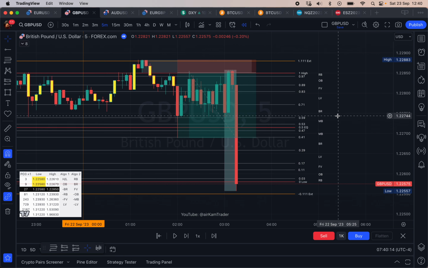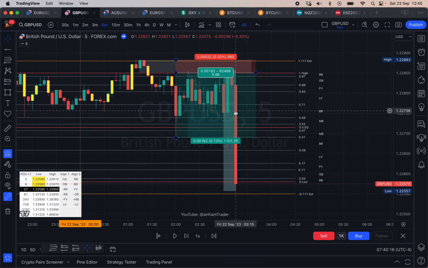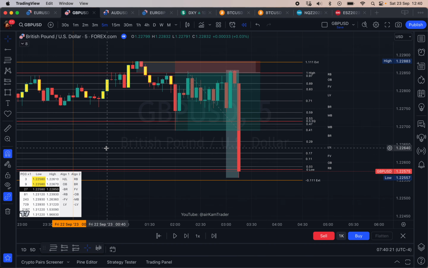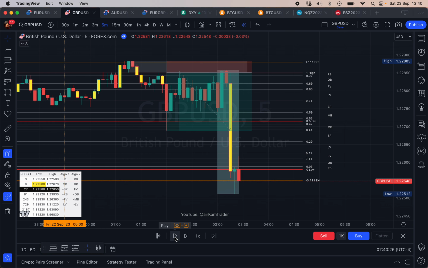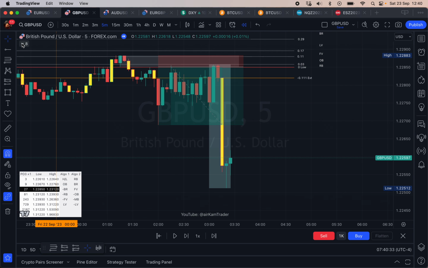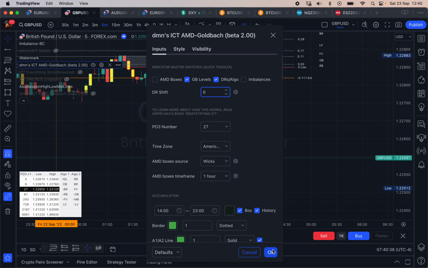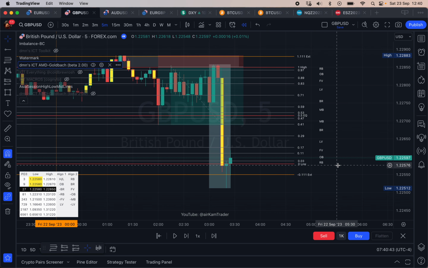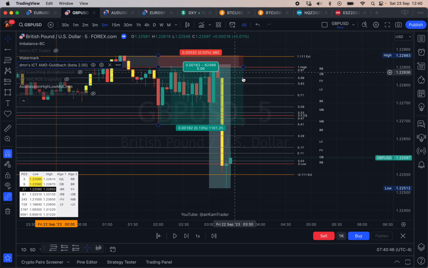So where does the Silver Bullet form? It forms between 3 a.m. and 4 a.m. So let's play this through. Okay, so there is your fair value gap within your Silver Bullet zone. We have extra confluence with the Goldbach levels. So let me just shift this down. So what is Goldbach telling us of the extra confluence? It's telling us there's your order block, and there's your fair value gap and your liquidity void.